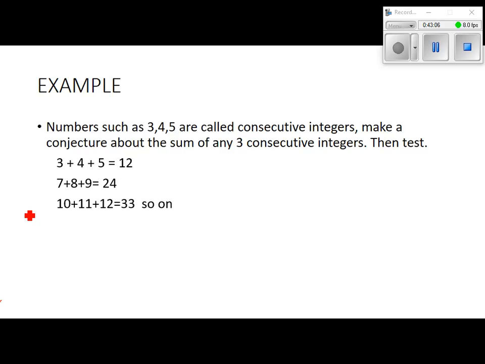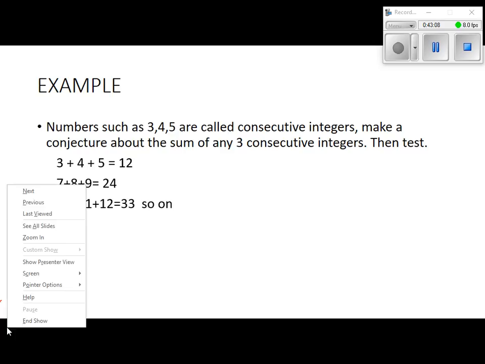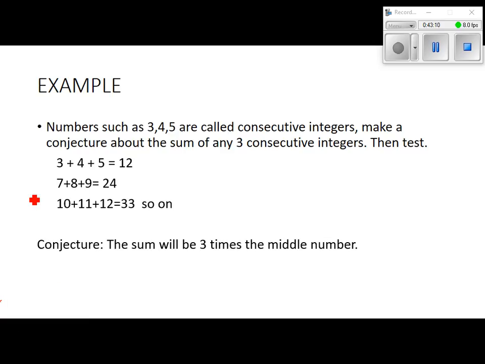What's happening each time? It's getting bigger, that's true. The sum will be 3 times the middle number. 4, 8. What's 3 times 4? 12. 3 times 8? 3 times 11? Let's pick 3 other numbers, see if it works out.